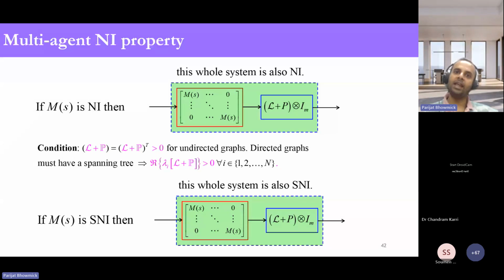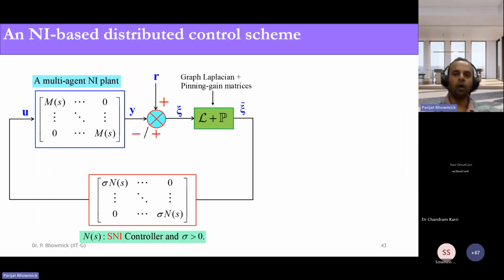If it is so, then actually one big headache will go off, because if the network version retains the same property, then we are just going to bring a distributed SNI controller, and then again our whole block diagram will become a feedback interconnection of two blocks like this. That is, you have a multi-agent plant and then you have the network block. So easily you can club the network block with either the plant or the controller.